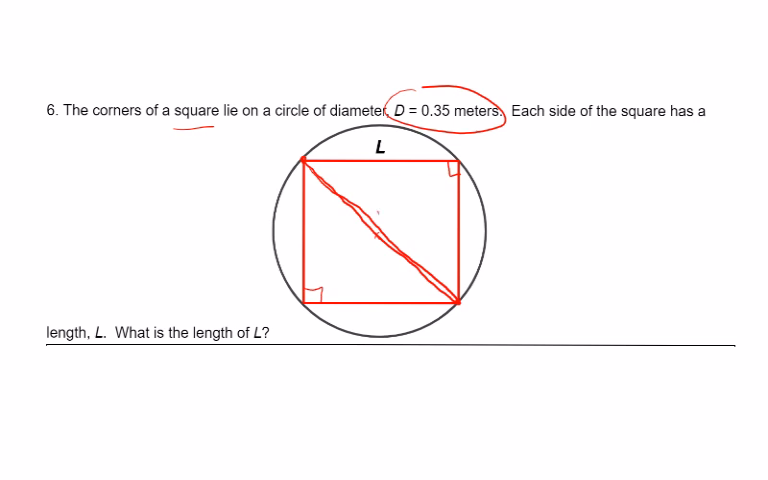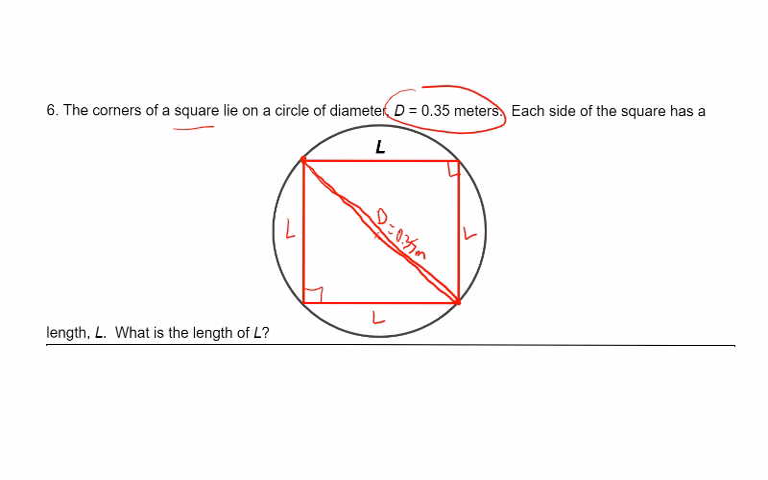So we know that diameter, that's D, is 0.35 meters. All the other sides are L, because this is a square. Your goal is to figure out what L is based off of that. Now there's a couple of ways to do this. One way to do it is to use the Pythagorean theorem.